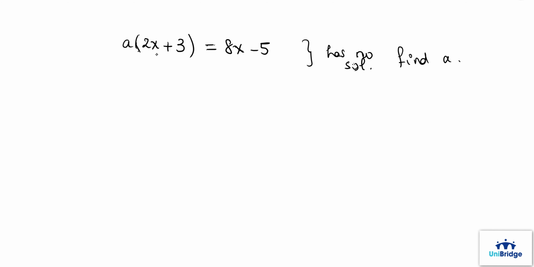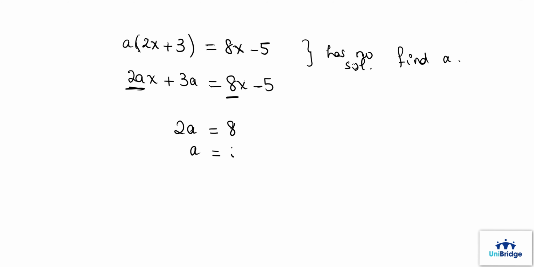Notice this: it's as if I got both equations and equated them together, the same way we did for the intersection the first time. So this becomes 2ax plus 3a equal 8x minus 5. The number beside the x here must be exactly the same as the number beside the x here, since this represents the slope. So you can say that 2a is going to be equal to 8, so a is going to be equal to 4, since this is the value that will make the slopes of both equations, or the numbers beside the x, equal on both hand sides.